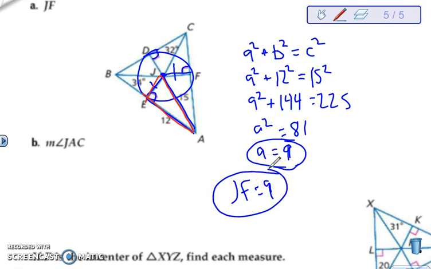Alright, next up we need to find the measure of angle JAC. Again, we said if we see perpendicular lines and congruent segments, it means our angles are bisected, so that means this guy here has to be 32 degrees as well. We've got 34 degrees there, so I need 34 degrees here, which means this angle totals up to 68 degrees. This angle totals up to 64 degrees.